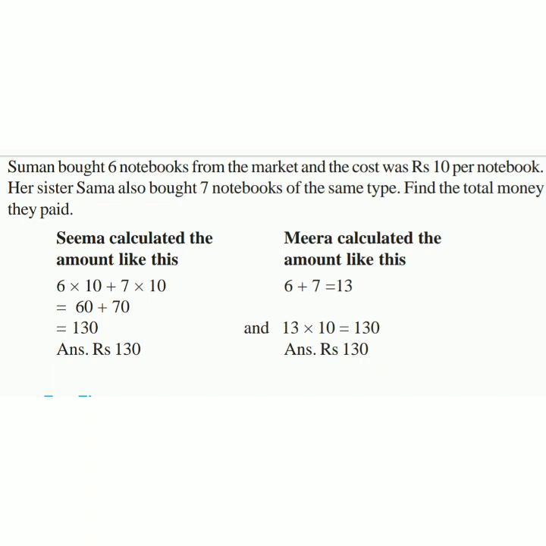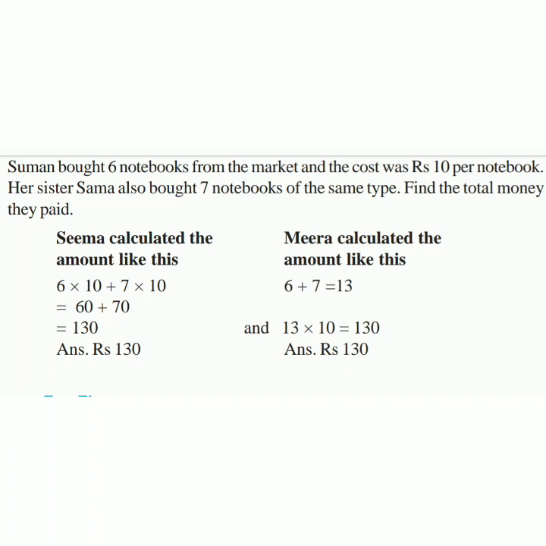See the picture. Suman bought 6 notebooks from the market and the cost was rupees 10 per notebook. Her sister Sama also bought 7 notebooks of the same type. Find the total money they paid. Suman got the book and is calculating the total answer in one way. Meera is also calculating the amount, but in another way.